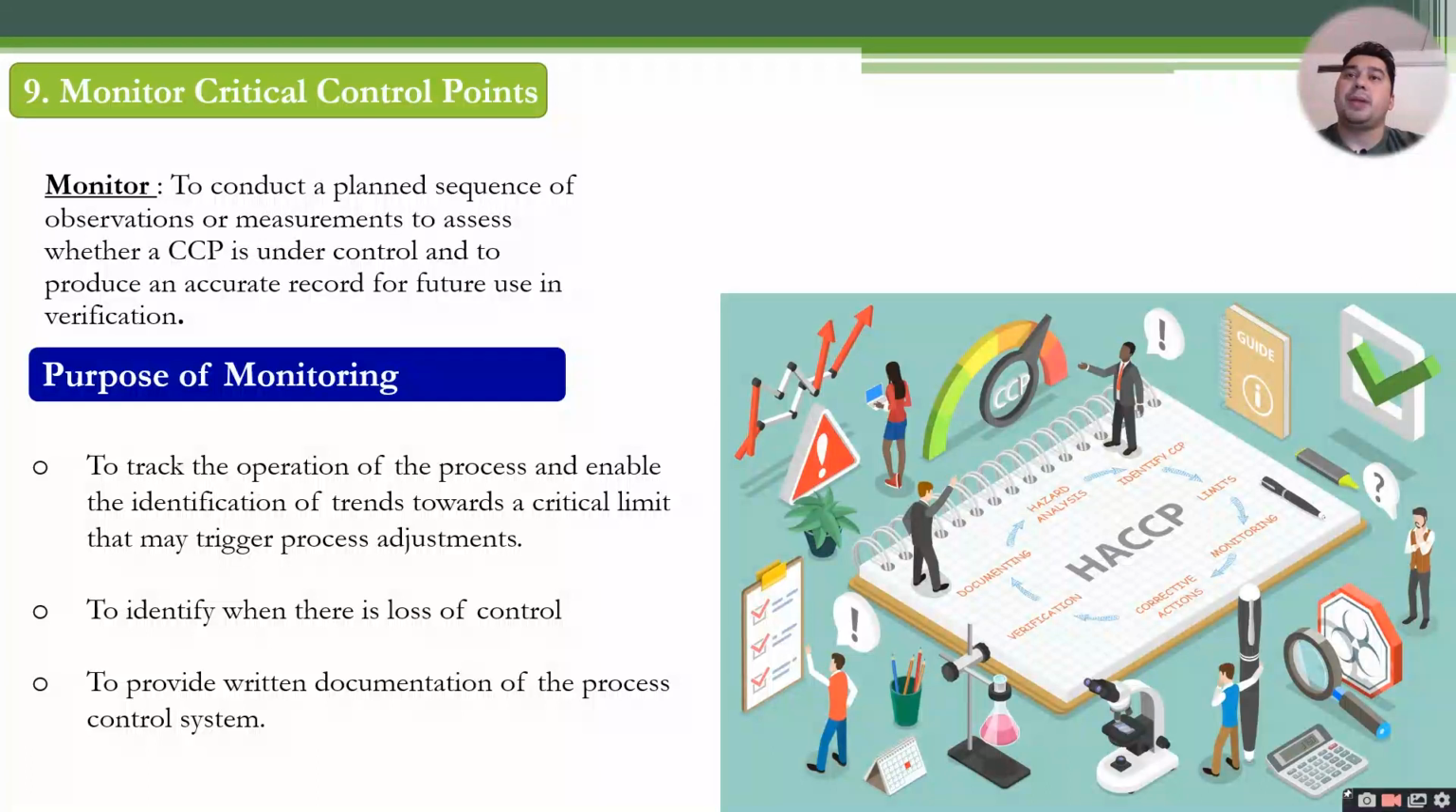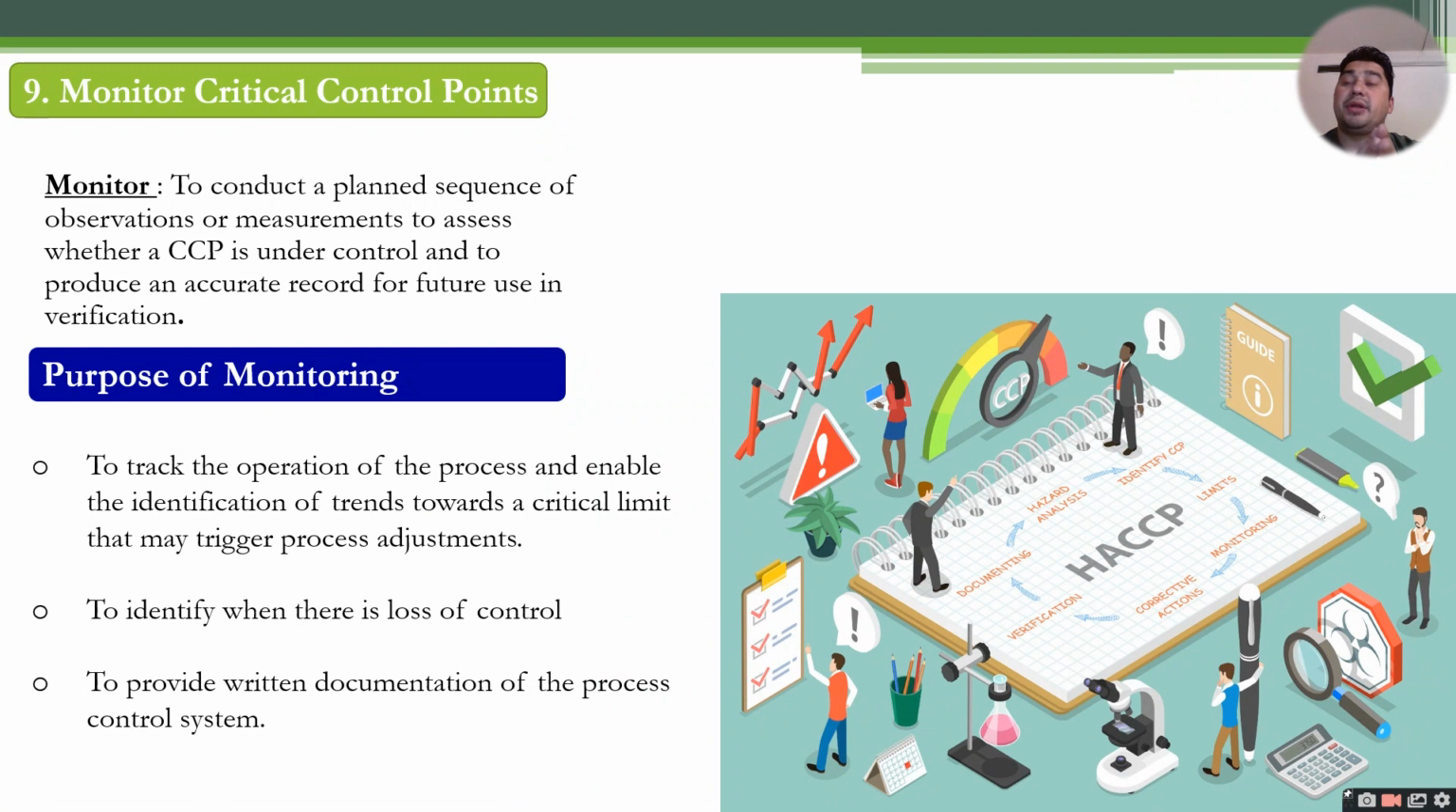Monitoring is to conduct a planned sequence of observations or measurements to assess whether a CCP is under control and to produce an accurate record for further use in verification. What you can do is use a thermometer to check the temperature of the food to make sure that the food is cooking at 75 degrees Celsius, and at the same time maintain the cooking record. For each and every food item that you are cooking, you should maintain a record of cooking.